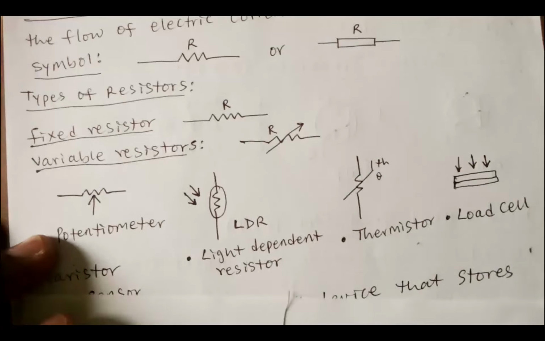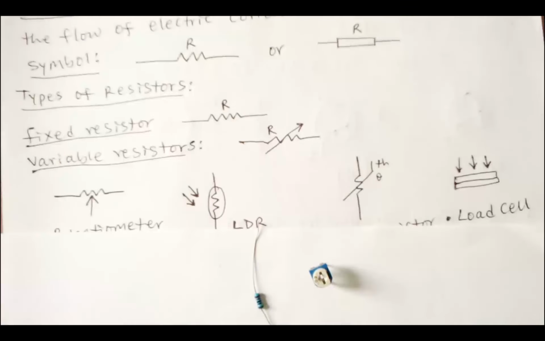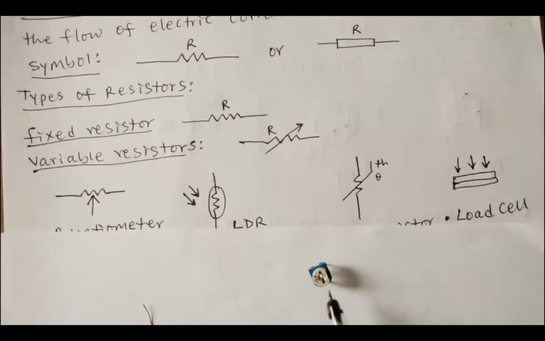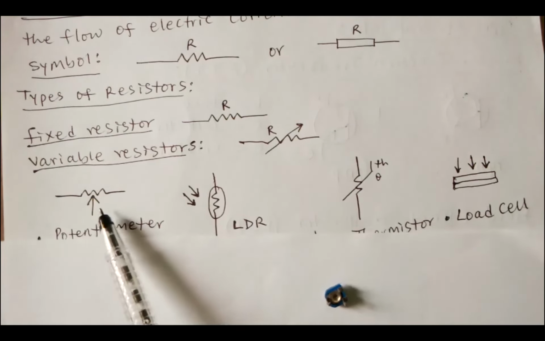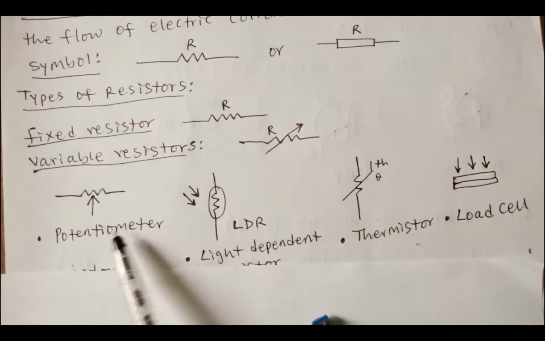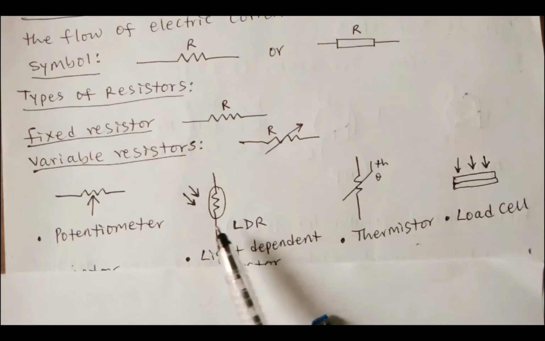You can see this potentiometer. This is variable. You can see it has three terminals, the middle terminal and the two outer terminals. So this is the symbol. You understand? Then we have other ones, LDR.